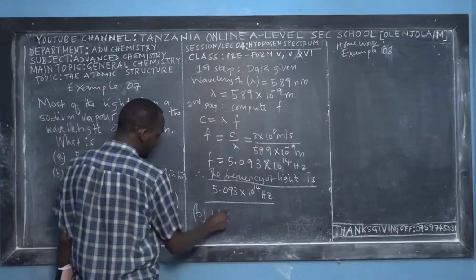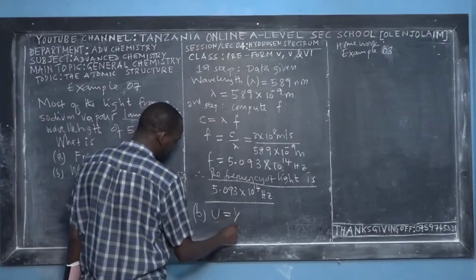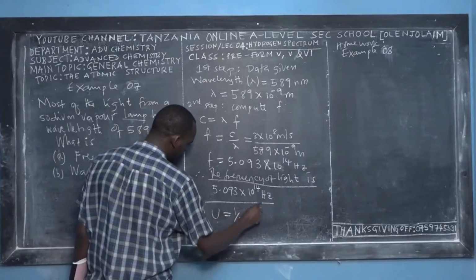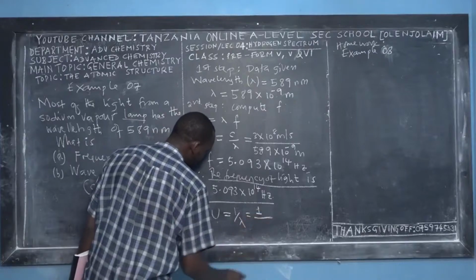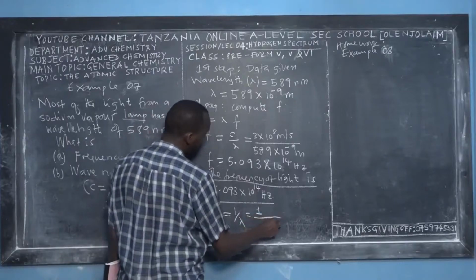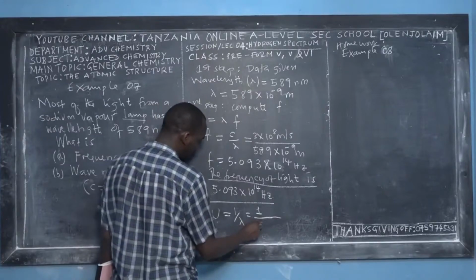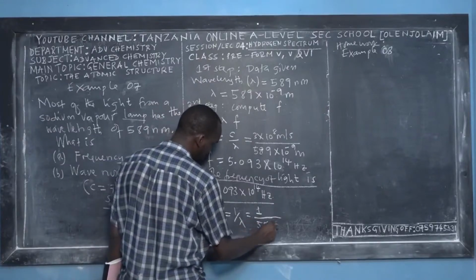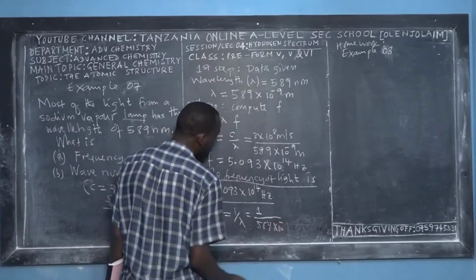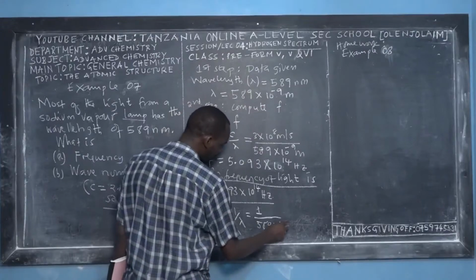So say the wave number, this is simply what? The reciprocal of wavelength. So you just take one over the given wavelength, which is 589 exponent negative 9.